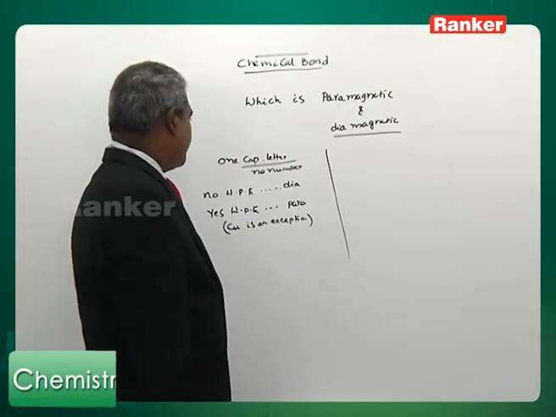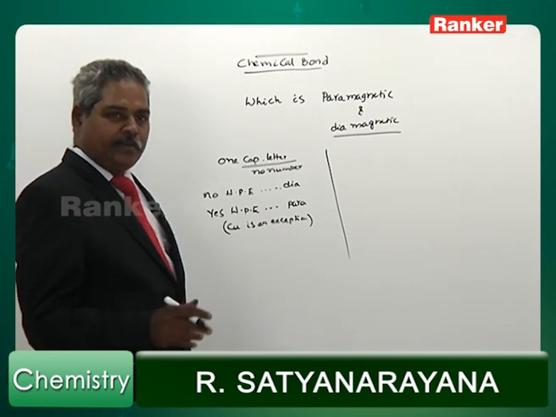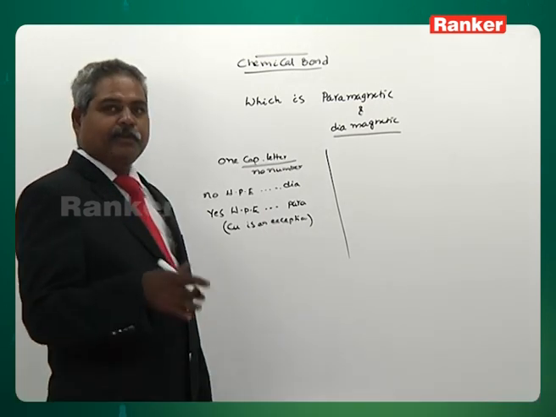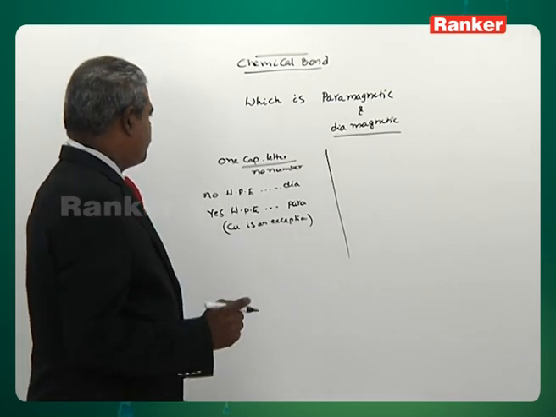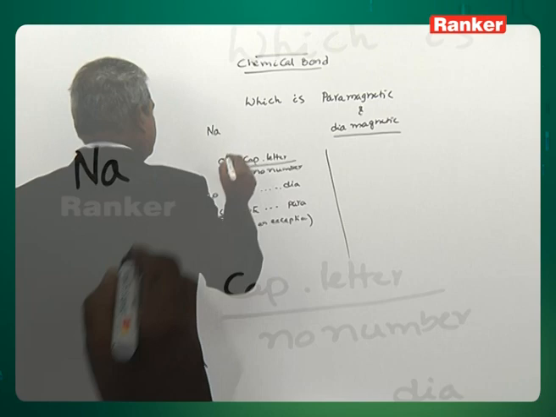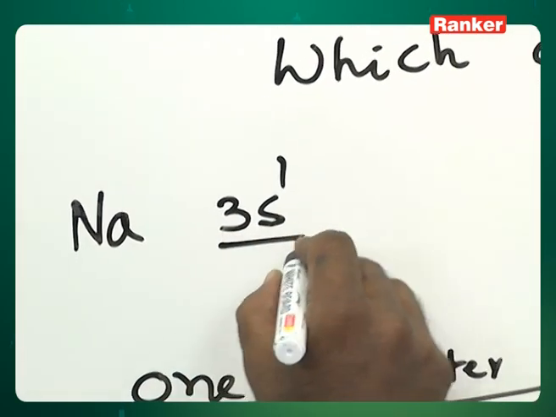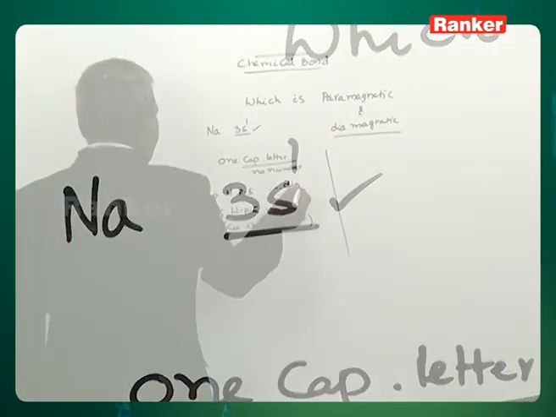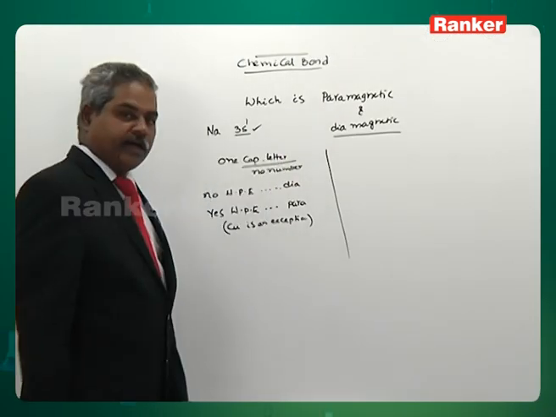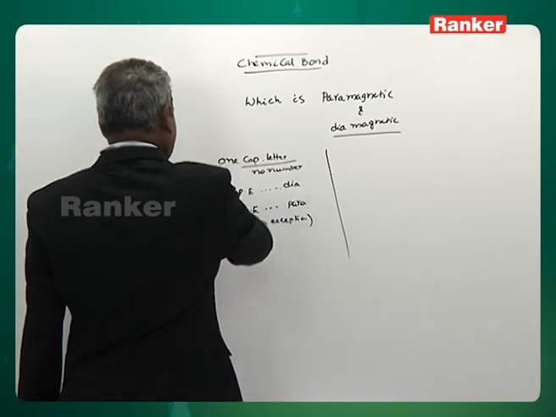I'll tell you what I mean by one capital letter. That is what I mean by element or elemental ion, Na plus, like that. Okay, Na, 3s1, unpaired electron is present, therefore para. Sodium atom is paramagnetic, like that.